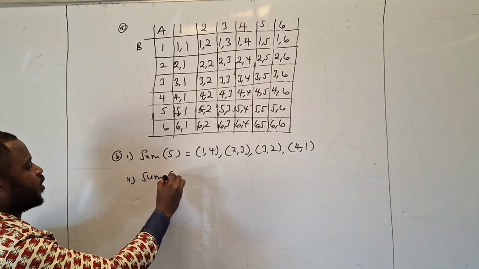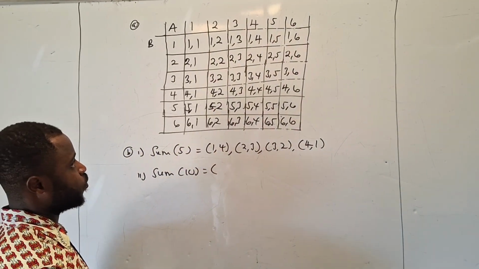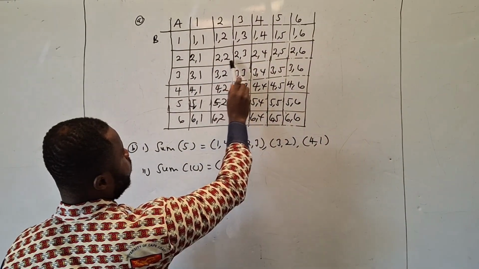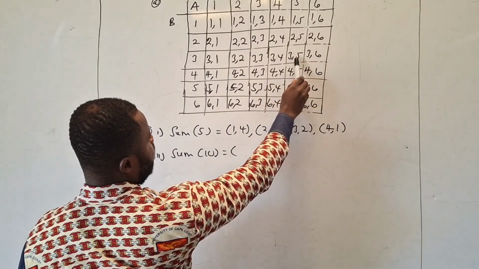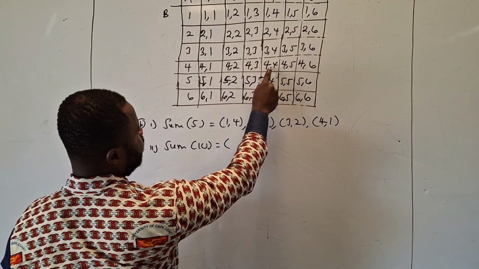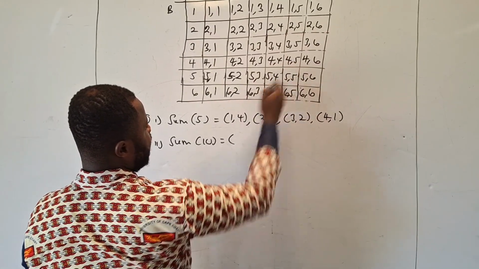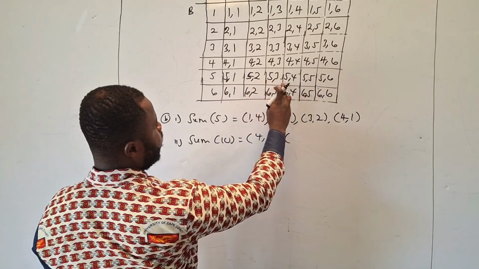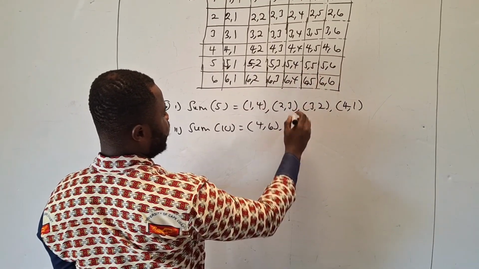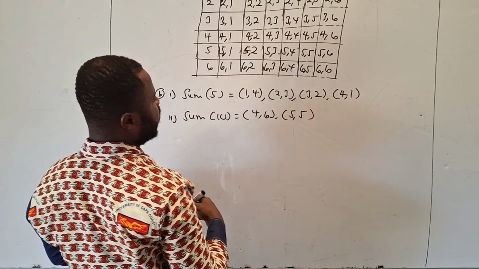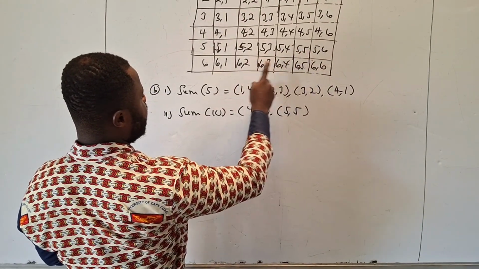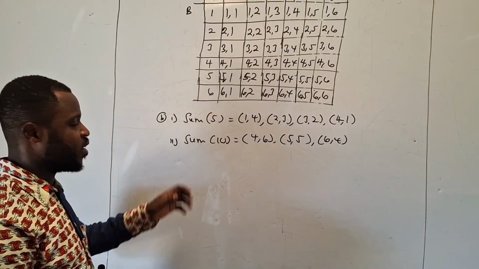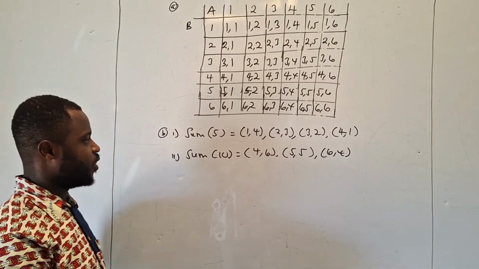Now the second one says sum 10. Pairs of numbers that, when you sum, you are going to get 10. Do you have any here? No. Here too? No. Here? No. We don't have. This side? We don't have. Yes, here. So we have 4, 6. So let's see if we can get another. Yes, we have 5, 5 here. Then when we come here, we can also have 6, 4. So this gives us the sum 10.